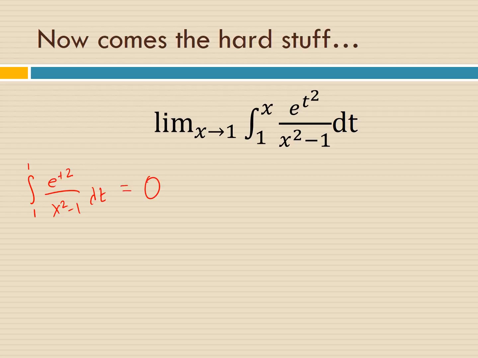So for this one, we have to think back to the fundamental theorem of calculus to remember what we would do. The first thing you would do for the fundamental theorem of calculus, in order to take the derivative, is replace every t with an x.